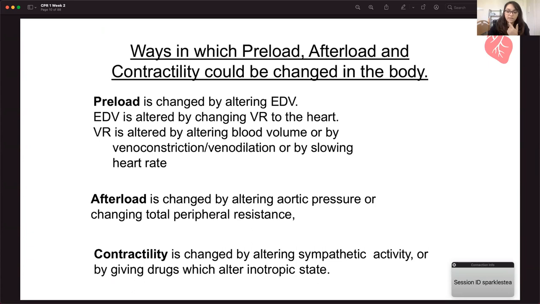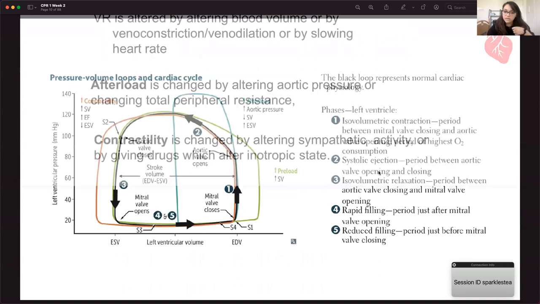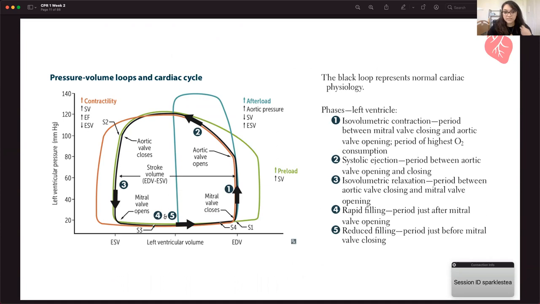Let's go to the next slide. Okay, pressure volume loops. You guys had this slide in our review last week, but now we can actually explain your other curves that are superimposed onto this graph.